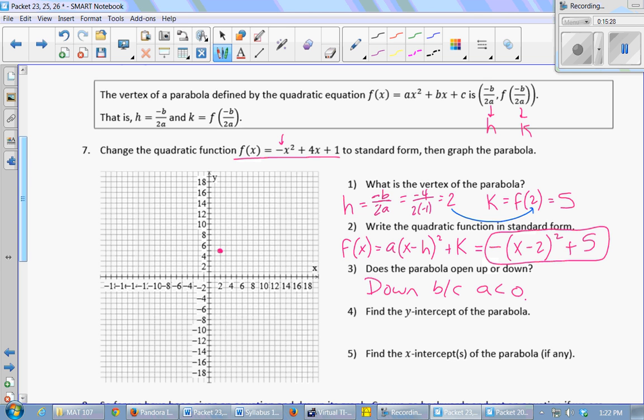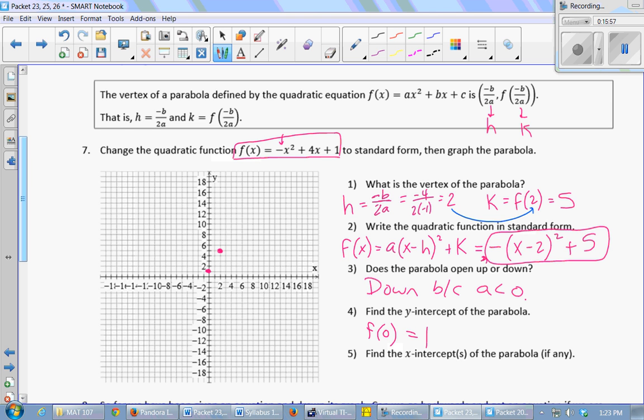To find the y-intercept of the parabola, plug in 0 for x. So I calculate f of 0. I can use this one or this one. They're equivalent, right? This formula or this formula here are equivalent. So I can plug a 0 into either one, and I'll get 1. So my y-intercept is 1.